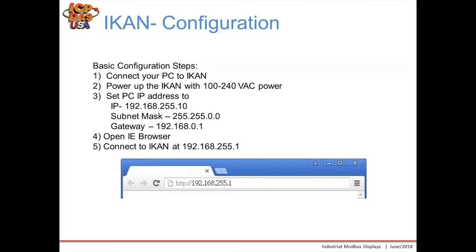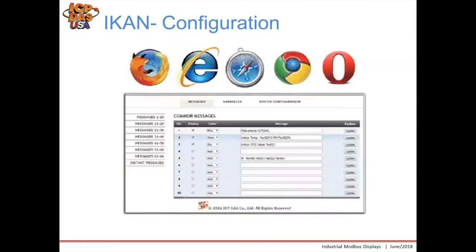Open a web browser like Internet Explorer, Chrome, or Safari. Connect to the IKAN by typing 192.168.255.1 into your web browser as shown below. And you'll be able to connect to the web interface, which will look something like this through any of these browsers. To begin with, you'll see a blank screen with no messages.